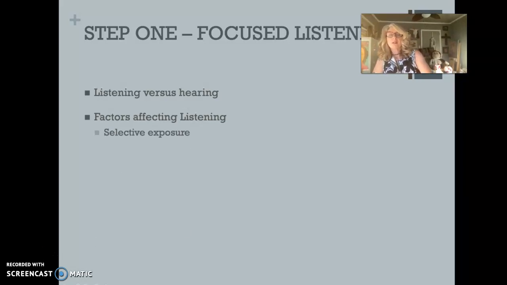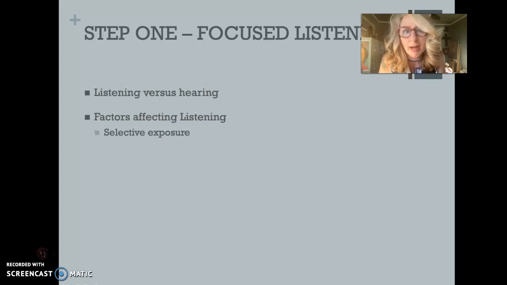Some factors that affect listening, what we call selective exposure. What does that mean? It means that if you're not really aware of your topic and you haven't done your research, you're only going to hear what you know about. And it's really true about life, though. We pay attention to things that we know about, and then we just kind of don't pay attention to the other stuff. So think about it. The more research you do, the more you know about your topic and all around it, the better you're going to do.